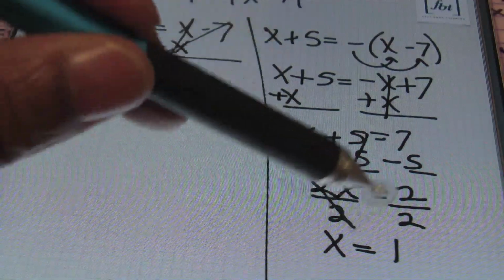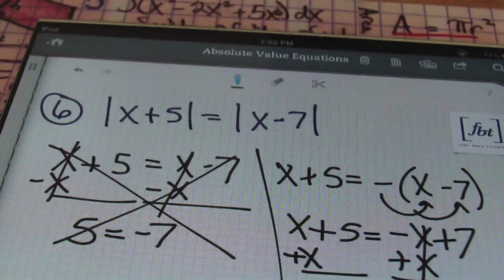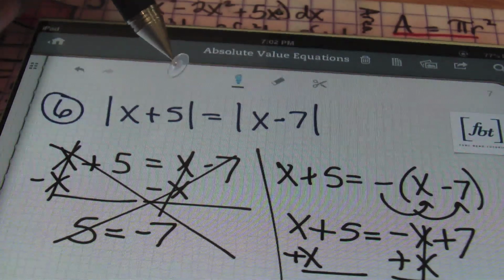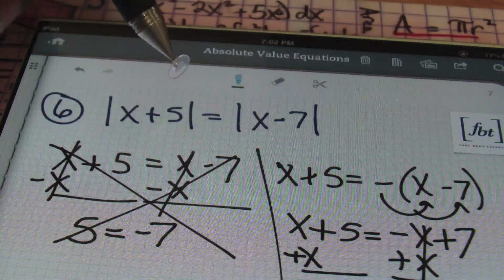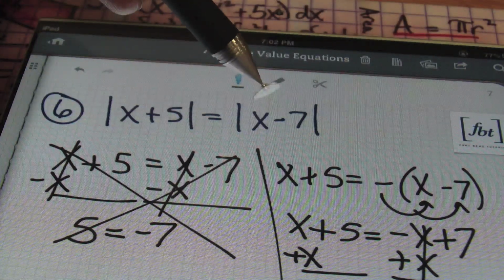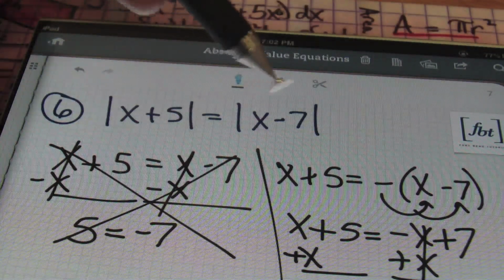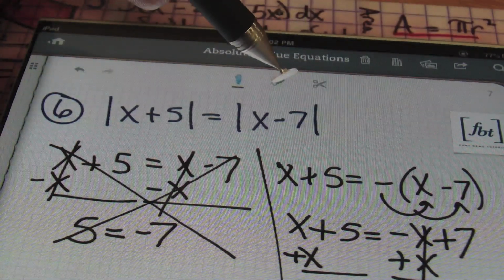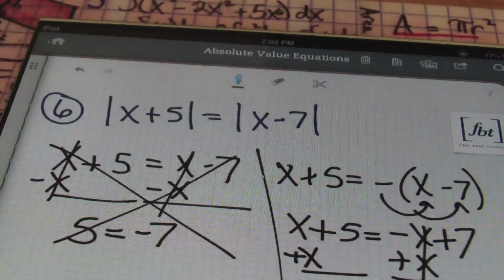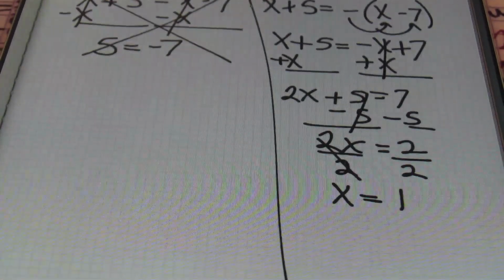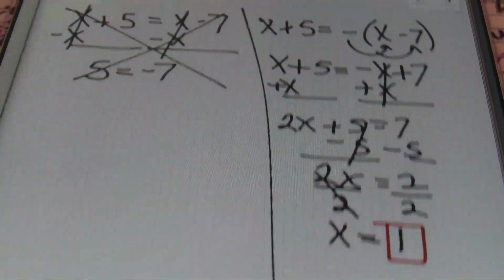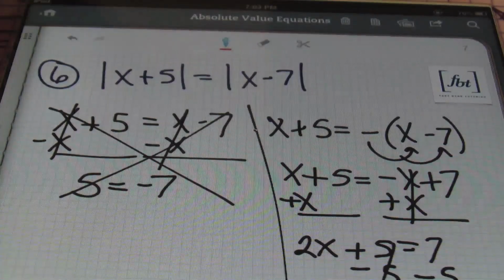So let's go ahead and try the only solution we were able to get out of this. So going back to the original problem here, we would plug in 1, and 1 plus 5 is 6. The absolute value of 6 is 6. Plugging in 1 here into the second absolute value, 1 minus 7 is negative 6, but the absolute value of negative 6, you got it, it's positive 6. So that means that works out just fine, ladies and gentlemen. So your solution set here is just going to be the value of 1. That's it. x equals 1 and only 1. There you go. That's problem number 6, ladies and gentlemen.